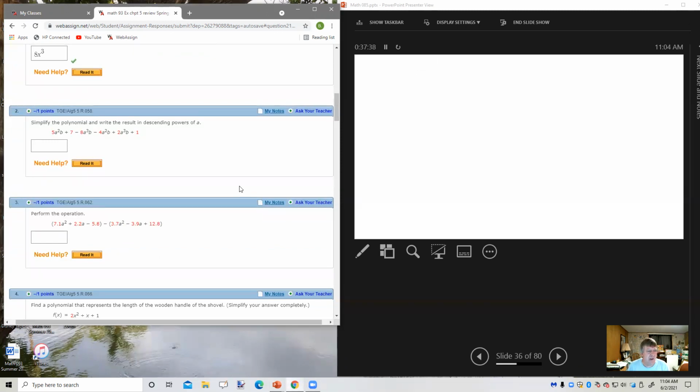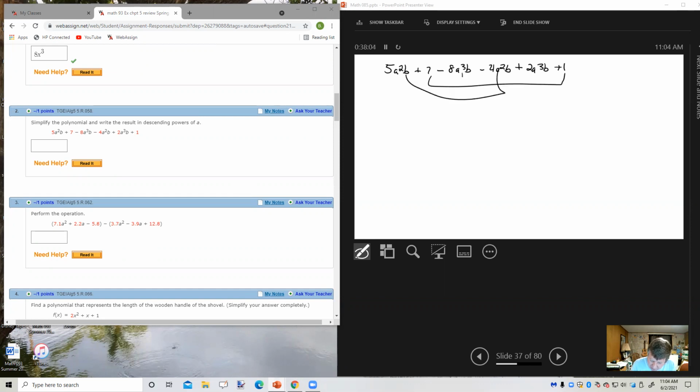It says, simplify the polynomial and write the result in descending powers of a. So we have 5a squared b plus 7 minus 8a cubed b minus 4a squared b plus 2a cubed b plus 1. Those are like terms, and those are like terms, and those are like terms. We're supposed to put it in descending powers of a. So negative 8a cubed b plus 2a cubed b would be negative 6a cubed b. That takes care of those.